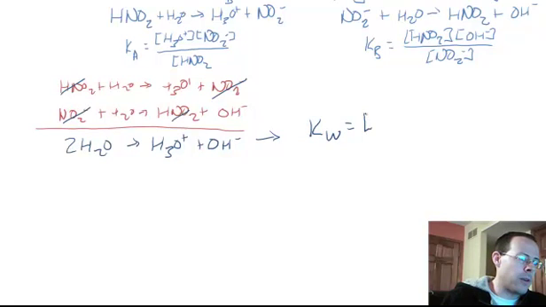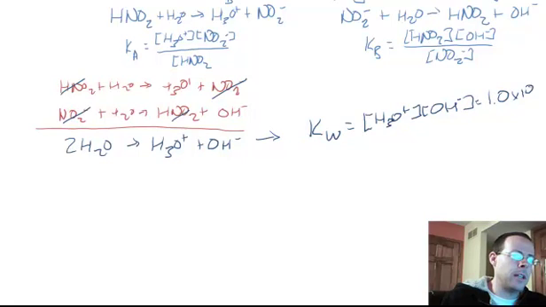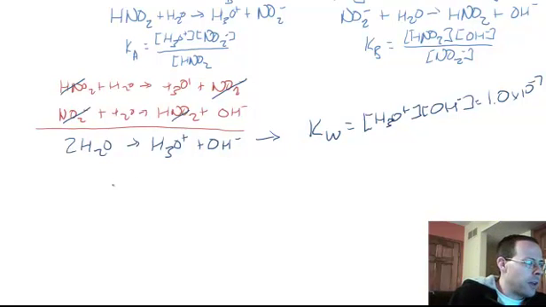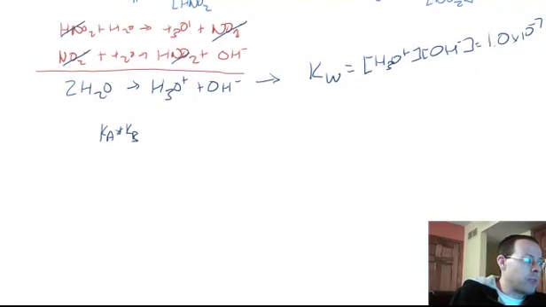And what is the Kw for water? It is hydronium concentration times hydroxide concentration. And what's true about that? It always equals 1.0 times 10 to the negative 7th. Okay? So if we have these equations and think back to equilibrium constants, if we want to multiply these equations together, or really add them up, we're going to end up multiplying. So if we multiply Ka times Kb, we're basically just going to multiply our equilibrium expressions as well.